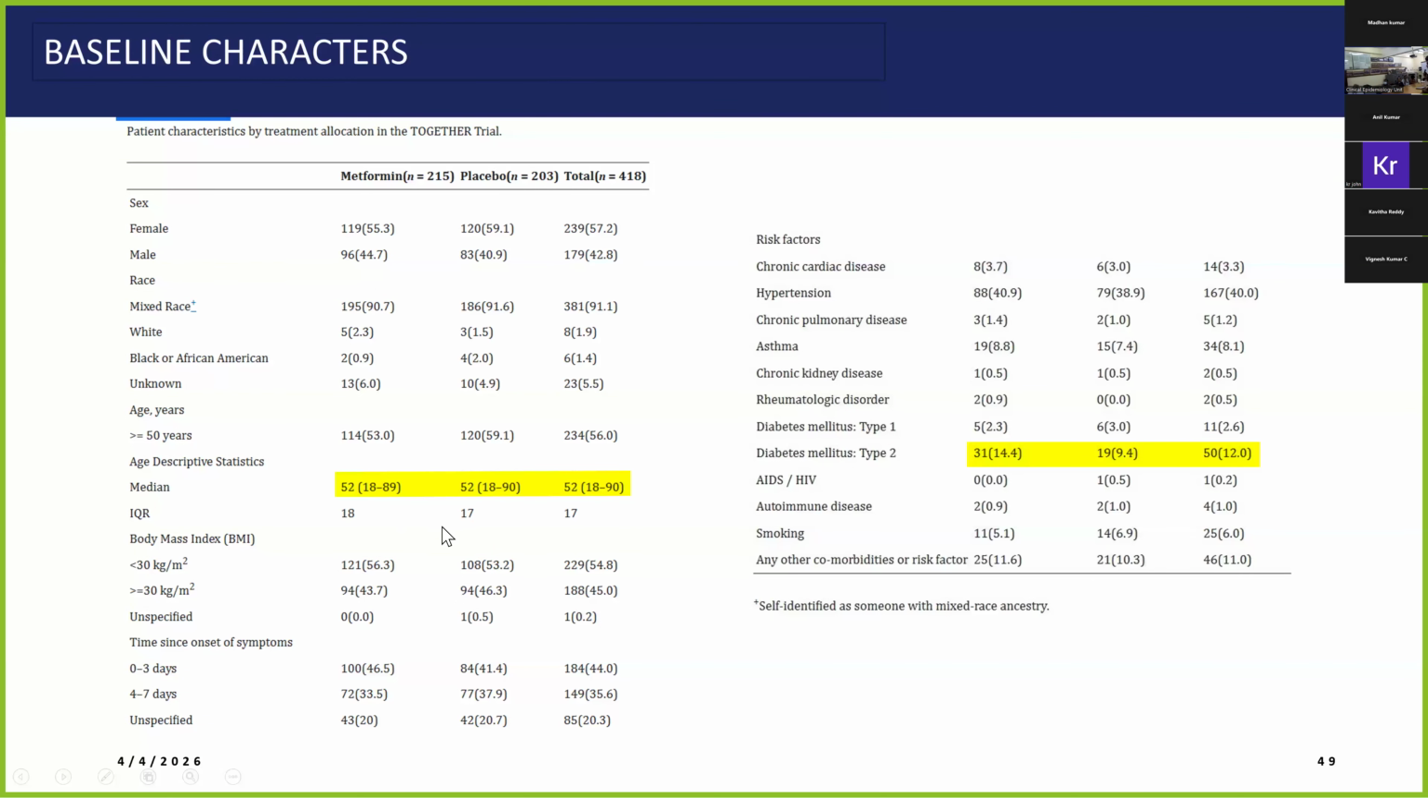So the baseline characteristics are also appearing plausible considering the inclusion and exclusion criteria provided. The typical person included in the study was a middle-aged female of mixed race with a median age of about 52. The most common risk factors were either obesity or hypertension, with an incidence of about 40%. There was some difference with regards to diabetes, with 14.4% of the participants being diabetic in the metformin arm and only 9% of the participants being diabetic in the placebo arm. Other parameters were almost equally distributed between both the arms.